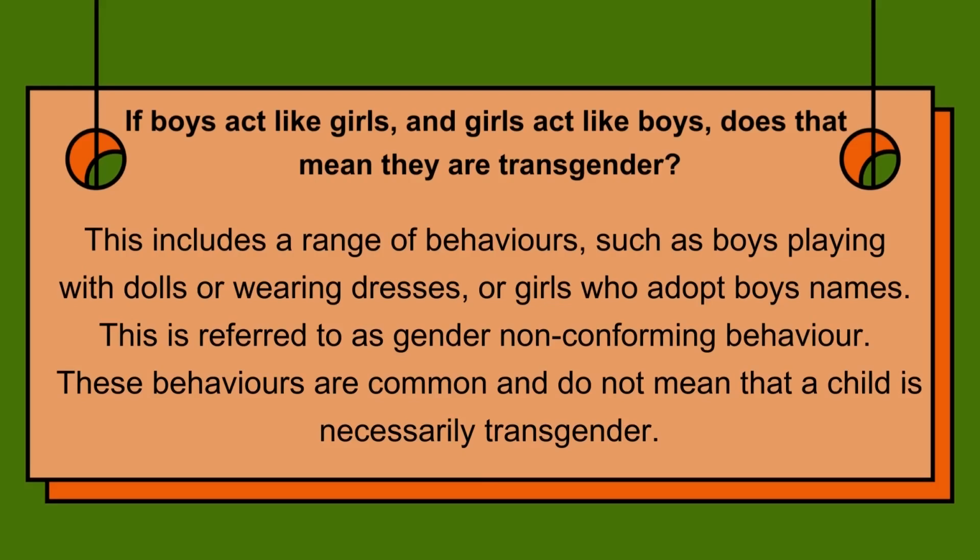These behaviors are common and do not mean that a child is necessarily transgender. Transgender means that a child of a certain sex does not identify with the usual associated gender. For example, a child of the male sex not identifying with being a boy.